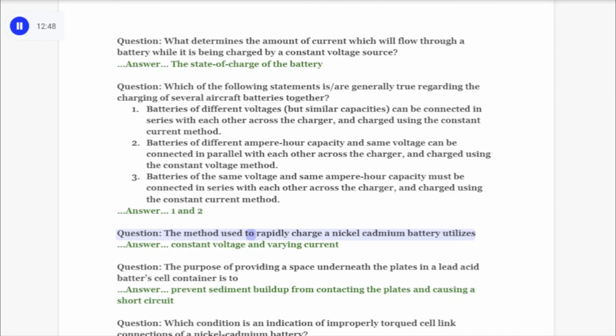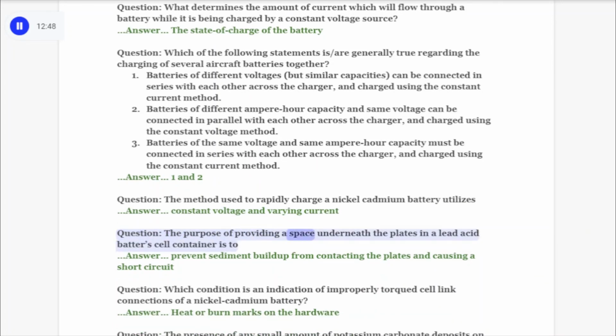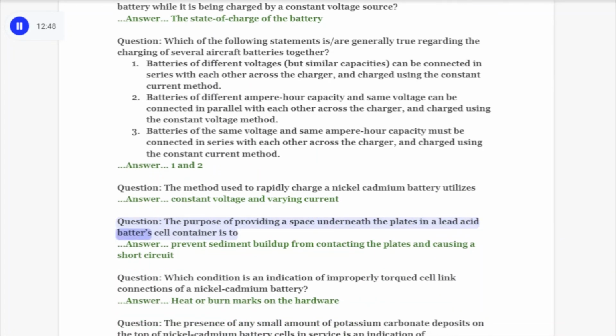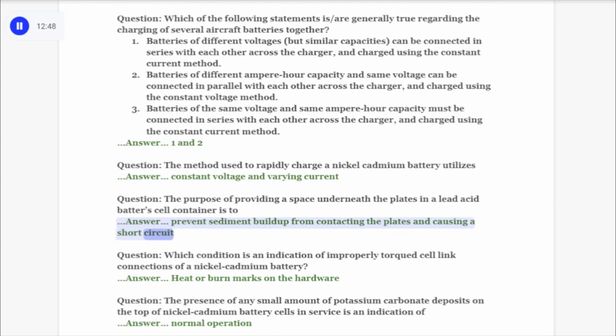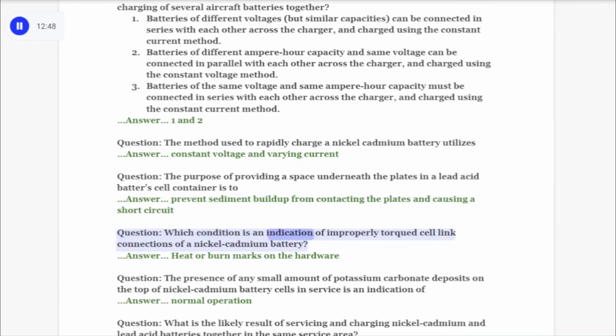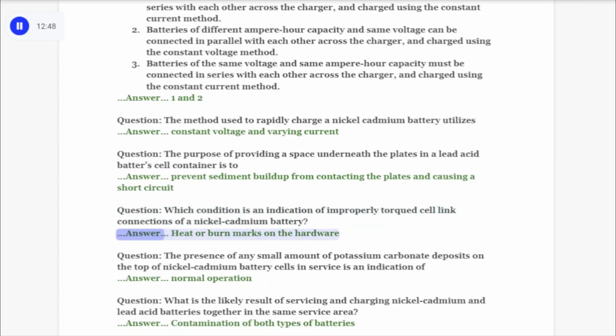Question. The method used to rapidly charge a nickel-cadmium battery utilizes... Answer. Constant voltage and varying current. Question. The purpose of providing a space underneath the plates in a lead-acid battery cell container is to... Answer. Prevent sediment buildup from contacting the plates and causing a short circuit. Question. Which condition is an indication of improperly torqued cell link connections of a nickel-cadmium battery? Answer. Heat or burn marks on the hardware.